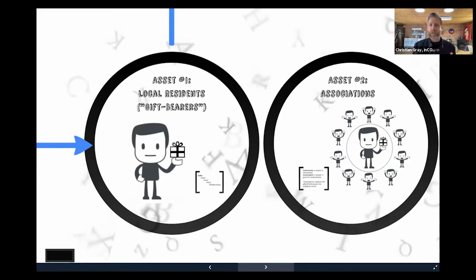But asset number one for us is the local residents, or what we sometimes call the gift bearers. And we're going to focus our time, or at least my time with you today, on this particular bubble, but I wanted to highlight a couple others. Asset number two are associations. Essentially, these are the gift bearers bundled up in groups, actively doing some sort of work, or actively meeting around some sort of passion. This is really, quite honestly, where the magic happens, but we have to go through a couple other processes that we'll talk about today before we can get people into these associations of work.